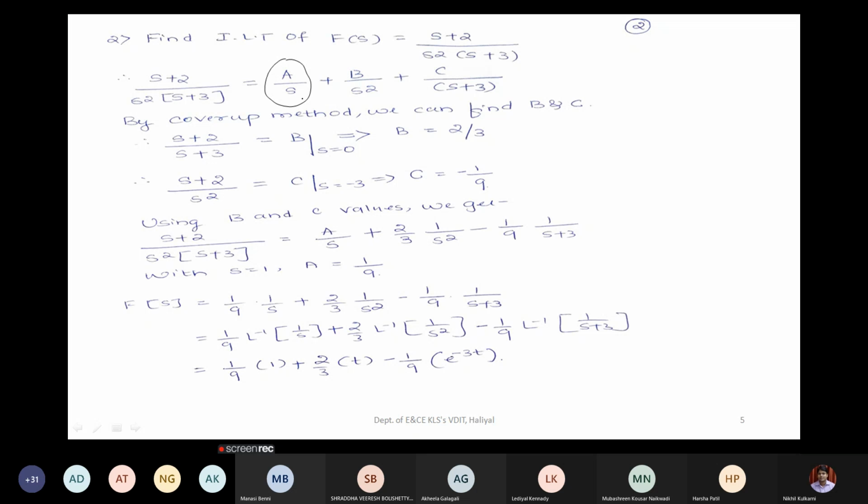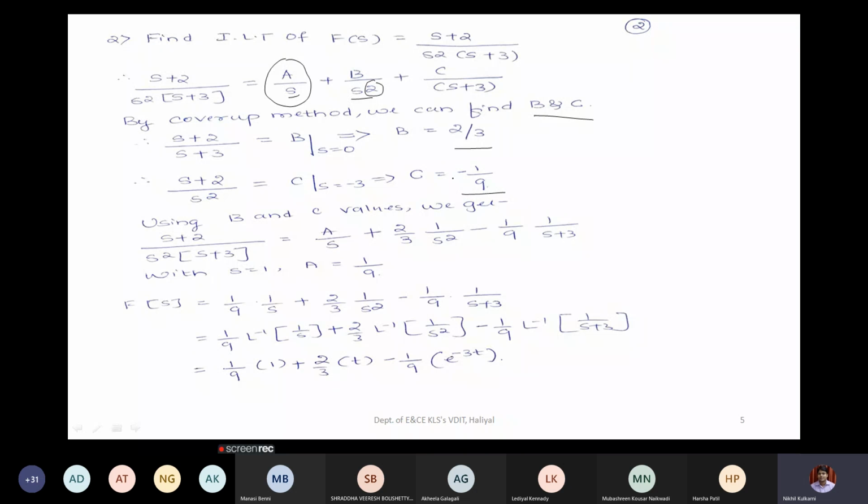Why? S square is there. So since this is repeated, we know it is applicable only to the highest power, and this is applicable to this as well. So by cover up method, we will be able to evaluate b and c values only. So to find b, s square will get cancelled out, you will get this. If you put s equal to 0, you will get b equal to 2 by 3.